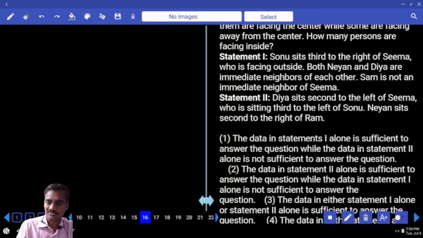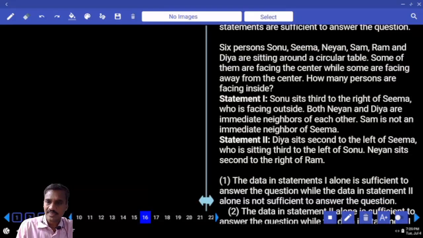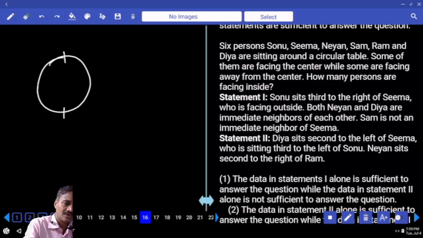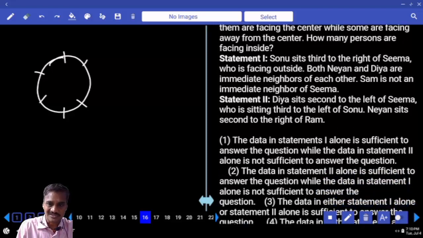Then coming to question number 16. Now in the 16, there are 6 persons and they are seated around a circular table. 1, 2, 3, 4, 5, 6. And how many persons are facing inside? Some inward and some outward is given. Now the question is how many are inward? How many persons are facing inside?